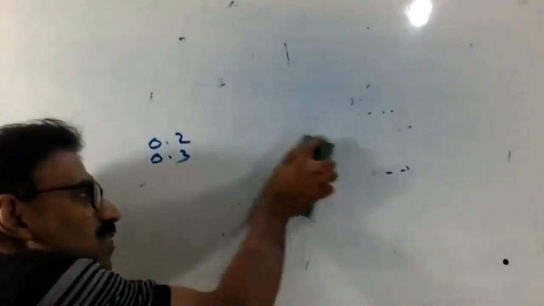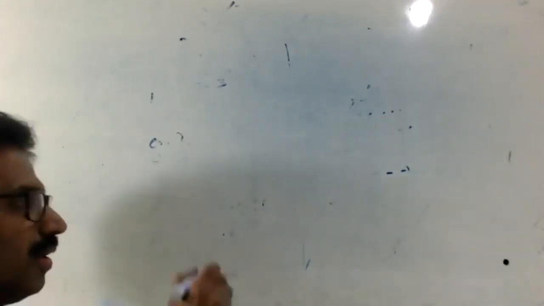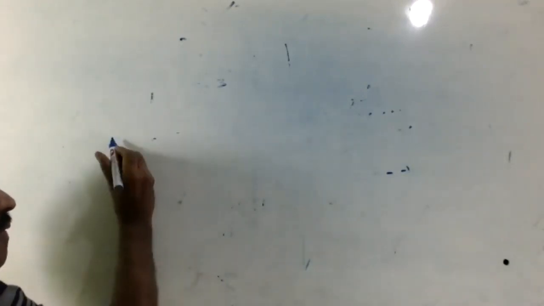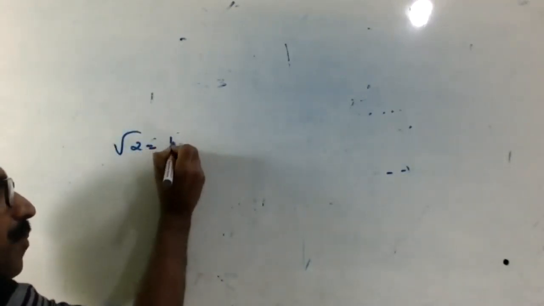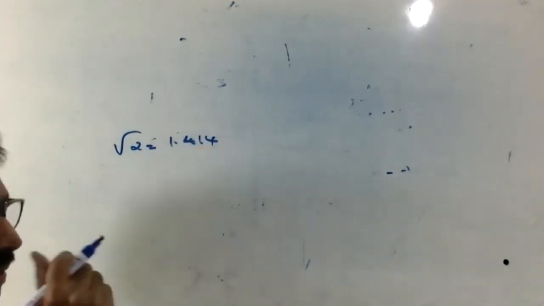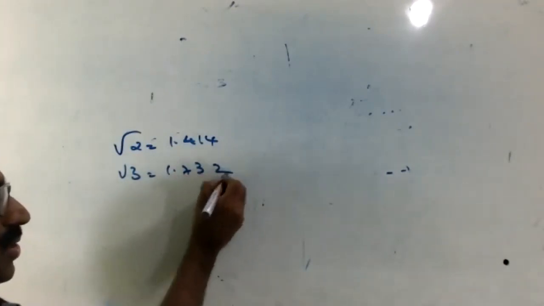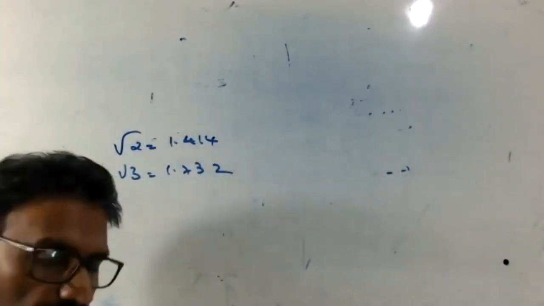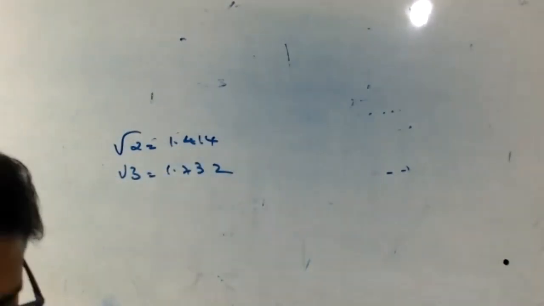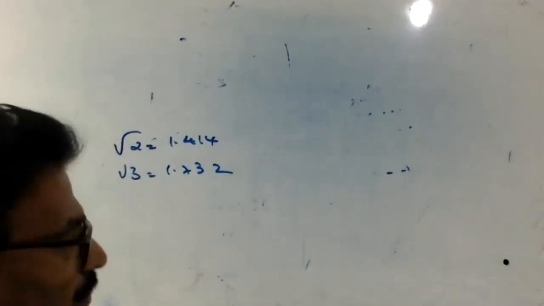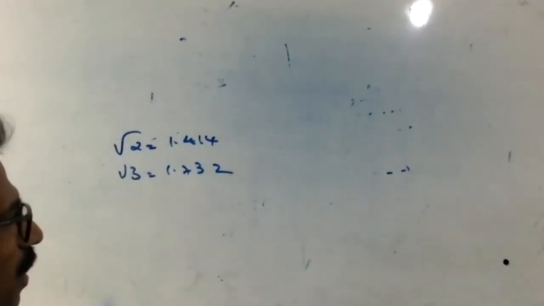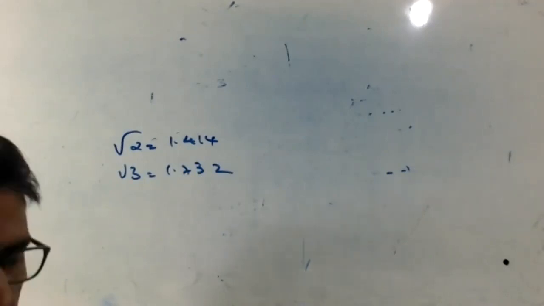Listen, just for knowledge, not now. Root 2 is 1.414. Root 3 is 1.732. You should know these values, okay? They are just approximate values only. Root 2 is 1.414. Root 3 is 1.732. Okay, my question, not that.